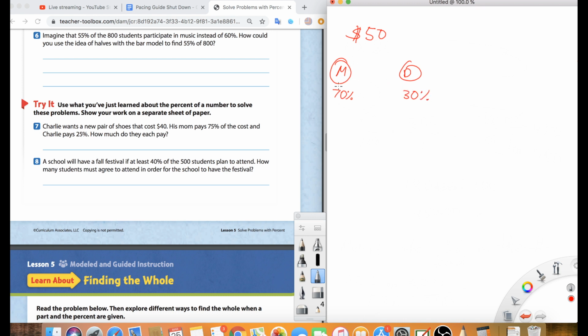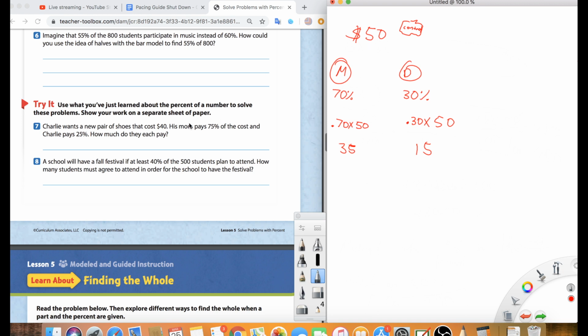So for the mom, if she's paying 70%, she's going to be doing 0.70 times $50. The answer would be 35. That means that she would pay $35 of the total amount. For the daughter, she would pay 30%, so it would be 0.30 times how much the controller costs. And I guess I'll draw a little wannabe controller over here. Anyway, for this controller, it's 30%, so 0.30 times how much the controller costs, $50. This would mean that the daughter would pay $15. When I add the two amounts together, it gives me $50, the total.